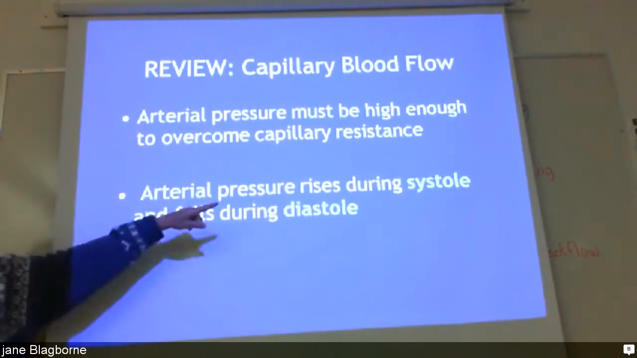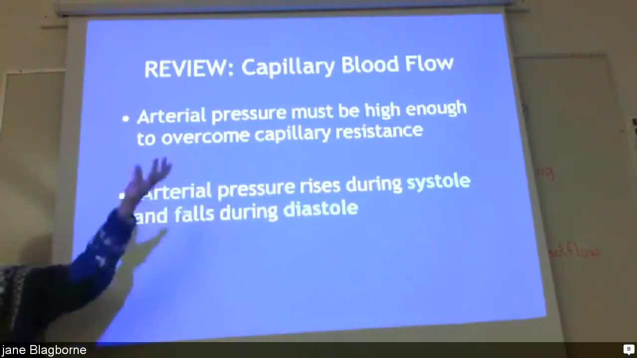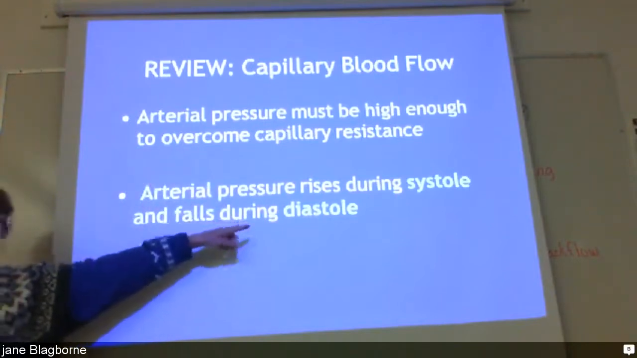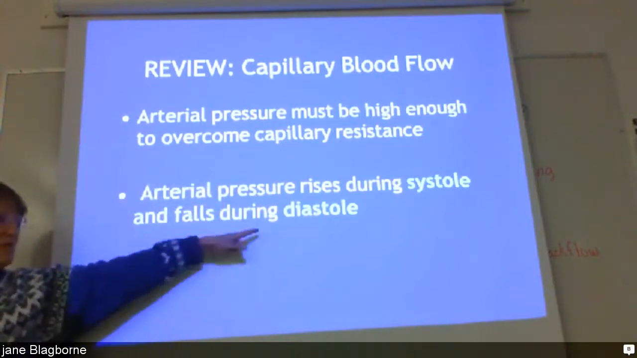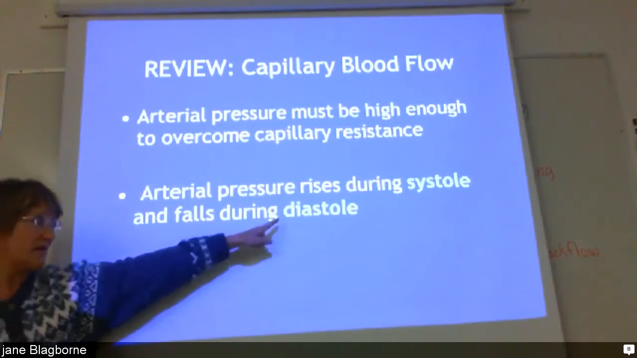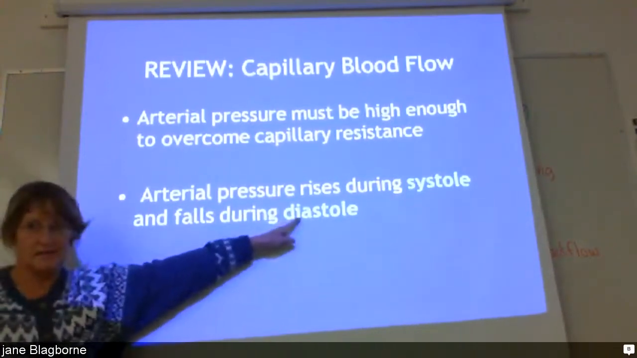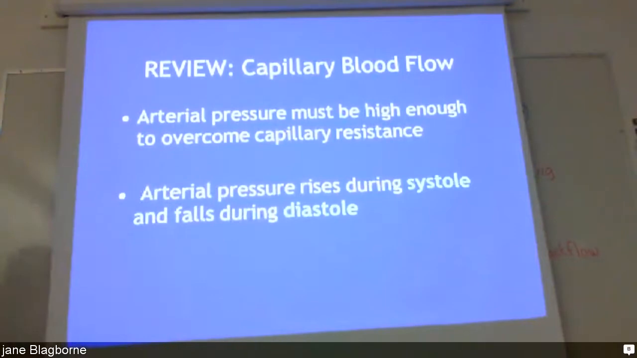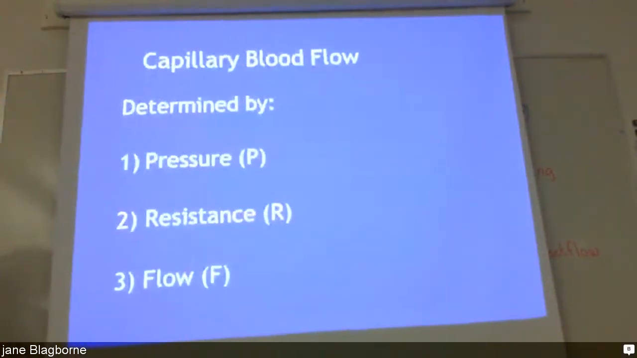Arterial pressure rises during systole, and systole is the contraction. And diastole is when the heart relaxes. The only way I could ever remember those is: it's dying, it's dead, so it must be relaxing. That was the only way, I always got those two mixed up. Okay.